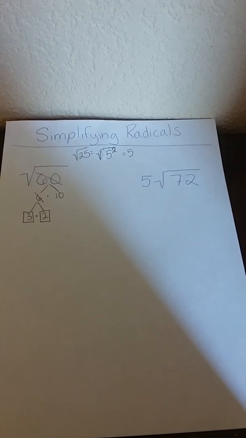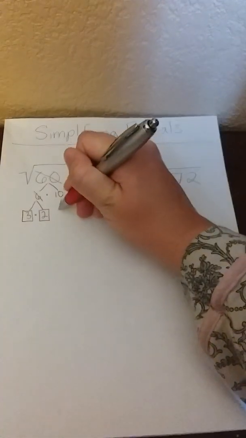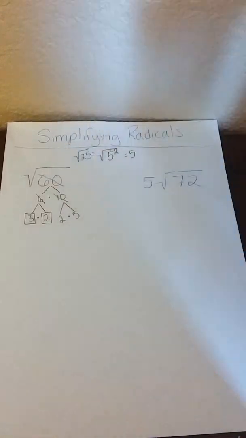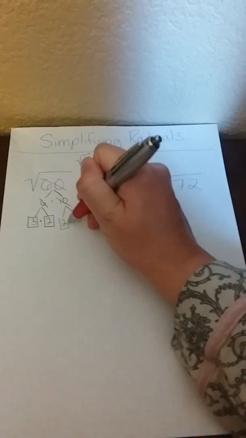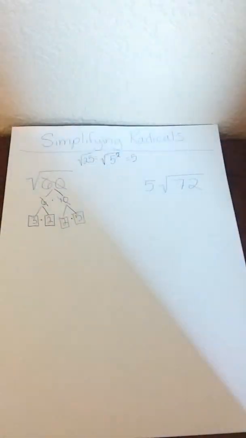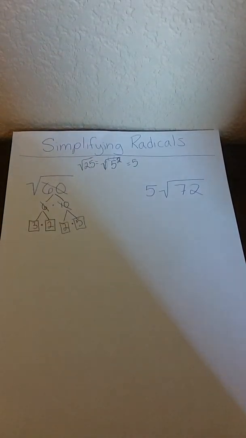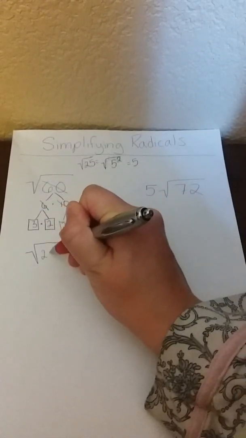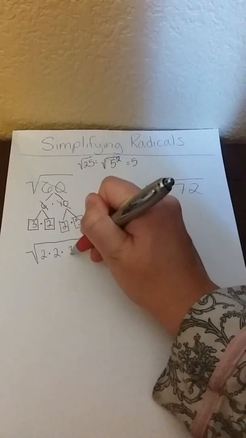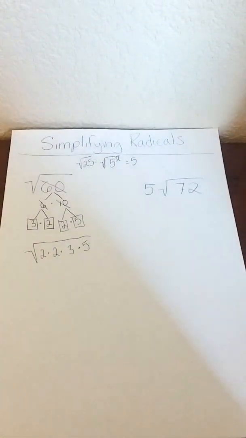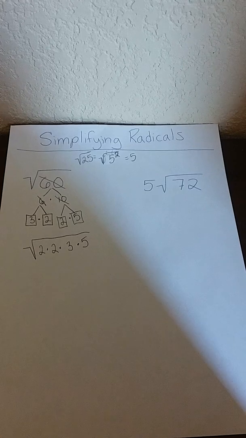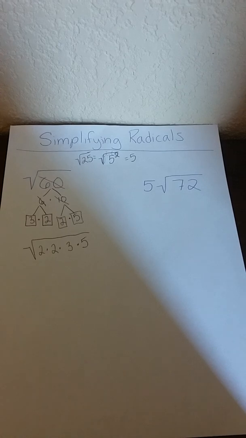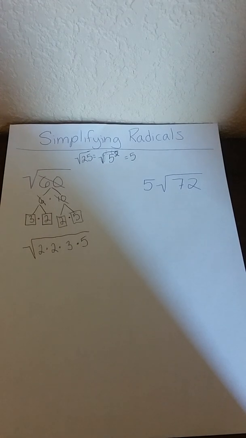Now we're going to come over here to 10. I can make a multiplication problem that gives me 10. 2 times 5 gives me 10. Since I broke 10 down, I go ahead and cross it out. And I have a 2 and a 5. So really, square root of 60, I'm going to write them in order from lowest number to highest number, is 2 times 2 times 3 times 5. If I multiply all of those numbers together, it would give me 60. So I haven't really changed what's underneath the radical. I've just written it as multiplication instead of as 60.